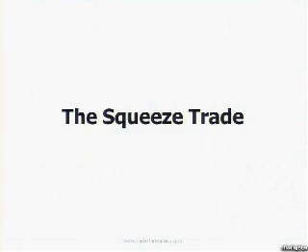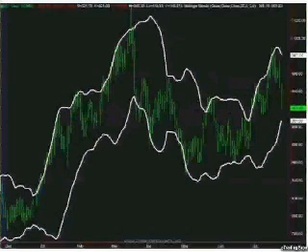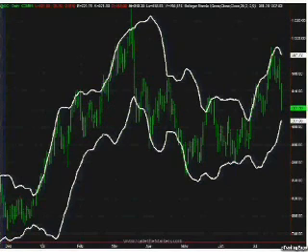Let's go through the squeeze trade. The squeeze trade is a volatility trade. It's actually a lack of volatility trade. It's an indicator that we developed by watching price action. The theory behind the Bollinger Bands is you're going to have expansion, contraction, expansion, contraction. So you want to get in before the expansion happens again. First you have to figure out where the contraction is.